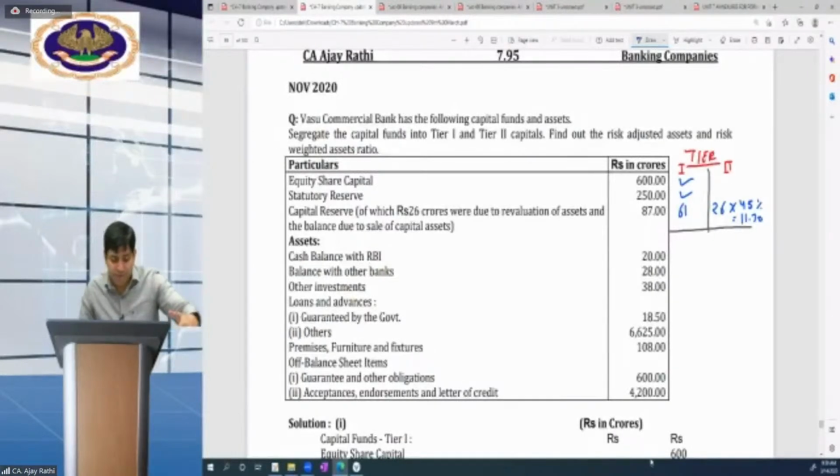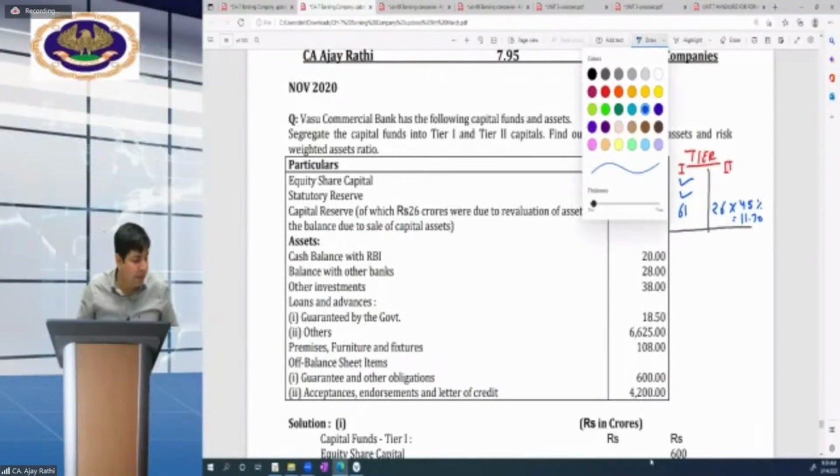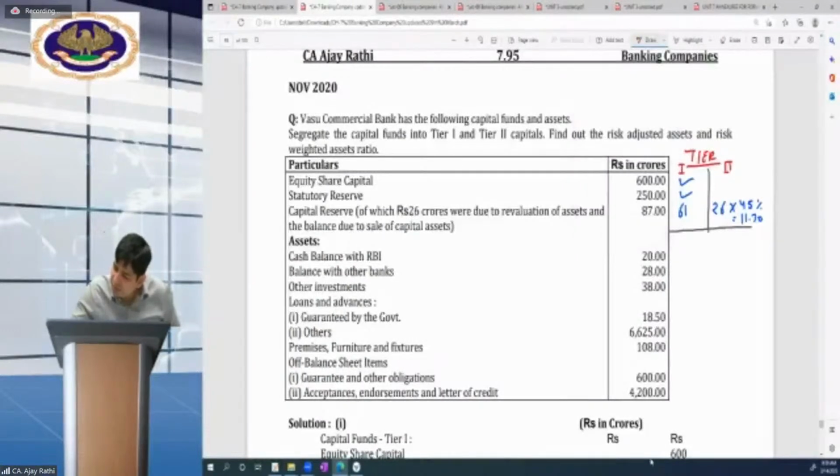Yes. Now, beta, RWA you have to calculate. Who will tell me? I am waiting. Cash balance with RBI. What is the percentage? 0%. Balance with other bank. 20%. Other investments. 100%. Guaranteed by government. 0%. Others. 100%. Premises, furnitures and fixtures, of course, 100%.